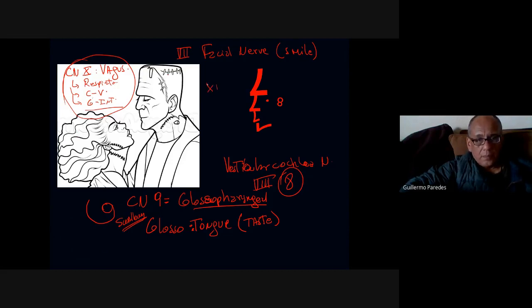11 is going to be the accessory nerve. 12 is the hypoglossal. The hypoglossal is the strength of the tongue movement. It looks like a lot, but I'm going to show you now. Look at this.